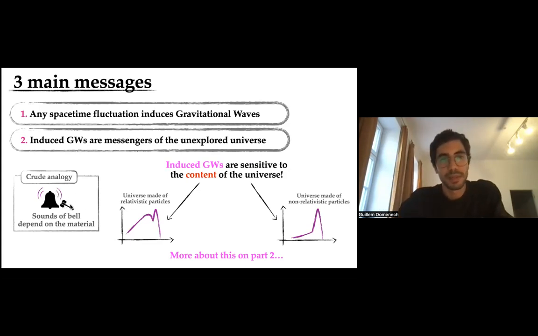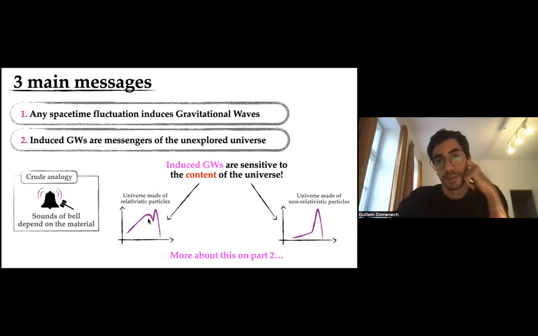So you can trivially see that if density fluctuations are very hard, very strong, then you will have a loud gravitational wave signal. But you can also learn something more if you hear the pitch. You could maybe tell something about the composition of the bell, or what was the medium in which this sound propagated. All of this will be encoded in the spectral density of the gravitational waves. So induced gravitational waves are sensitive to the content of the universe in which they were generated and propagated.